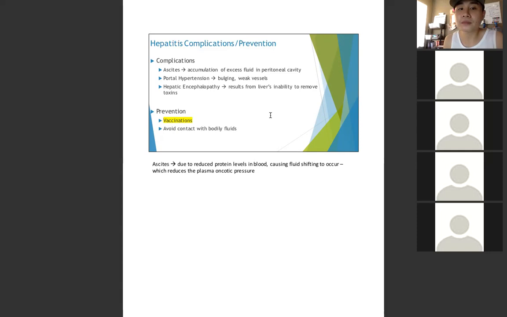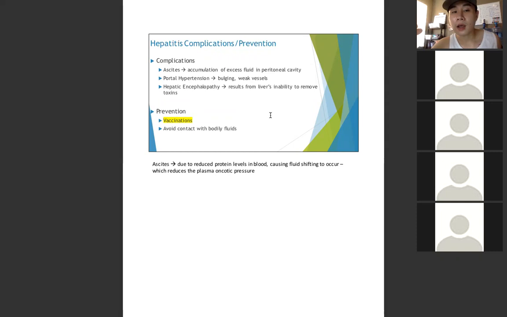And it possibly can lead to portal hypertension. What is portal hypertension? Like I mentioned earlier, the portal vein is the vein that delivers blood from the whole GI tract to the liver. However, when the liver is damaged, the cells are dead, the blood cannot get into the cells, and it backs up into the portal vein, causing high pressure in that area. So when there's high pressure, it leads to portal hypertension, and it can lead to bulging and weakening of the vessel.